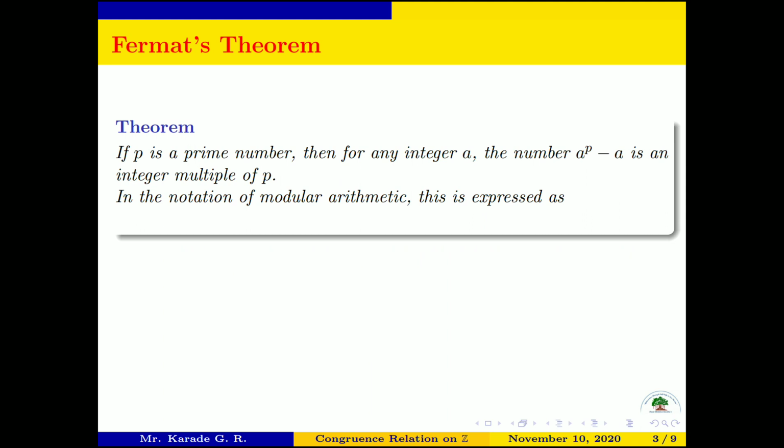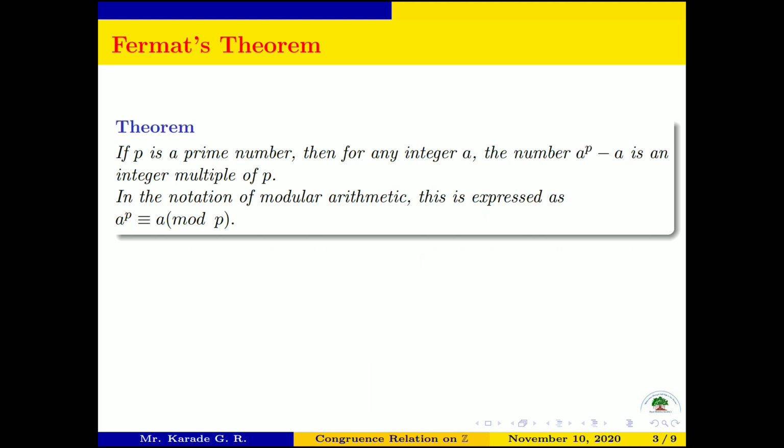Once again, a raised to p minus a is divisible by p, or we can say that a raised to p is congruent to a mod p. These things are one and the same. In the notation of modular arithmetic, this is expressed as a raised to p is congruent to a mod p. So this is our Fermat's theorem.